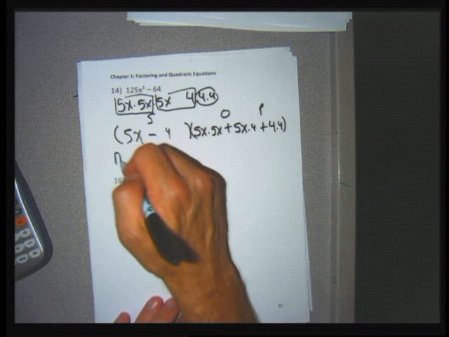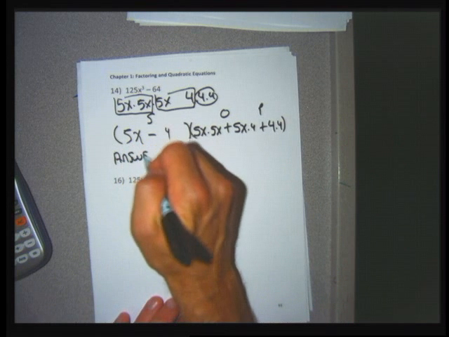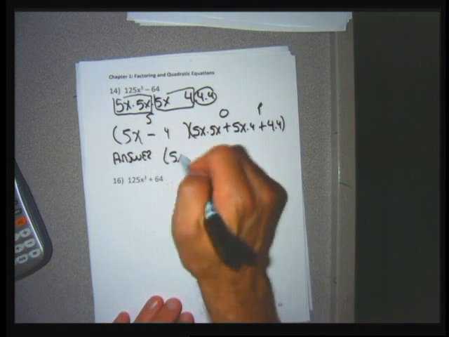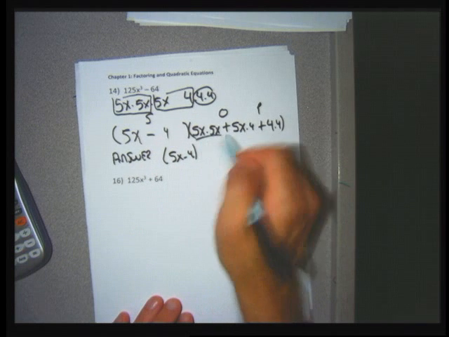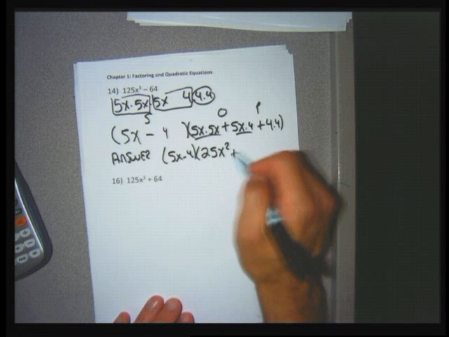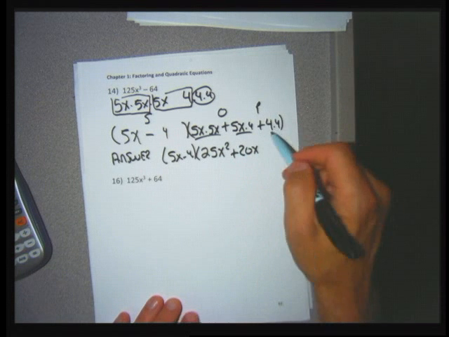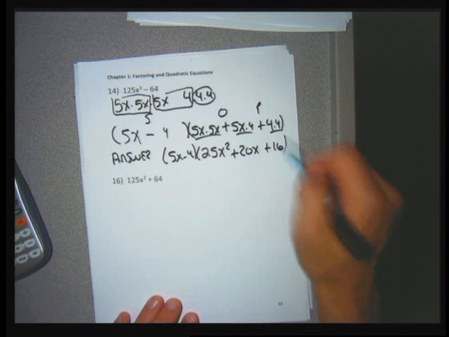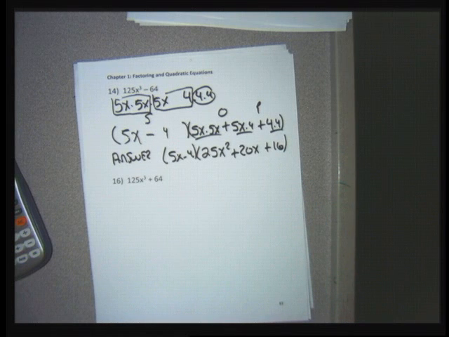I leave the first parentheses how it is and get 5x minus 4, and then 5x times 5x is 25x squared. 5x times 4 is plus 20x. 4 times 4 is plus 16. Really the only thing I can blow sometimes on these is the signs, because it's easy for me to fill up the parentheses.